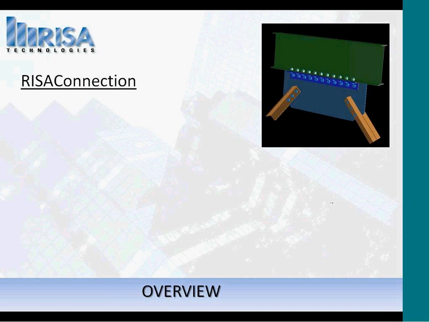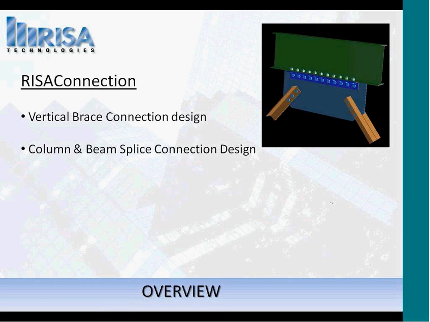In RISAConnection, we've got some bigger features. RISAConnection is a little bit of a younger program, so you've got a lot of features added into it. Specifically, we can see in the picture on the right, that's the vertical brace connection design that was added in there. We're going to be able to do a chevron brace as well as a diagonal brace right inside of RISAConnection. We can look at some of the examples there. We also have column and beam splice connections, so we can do shear and moment connections for columns and beams.